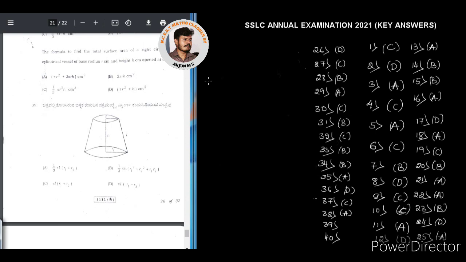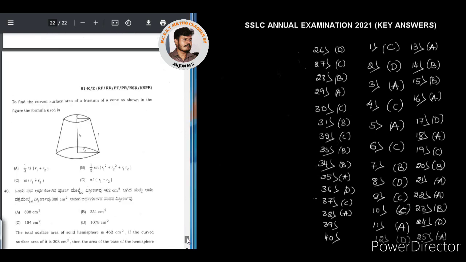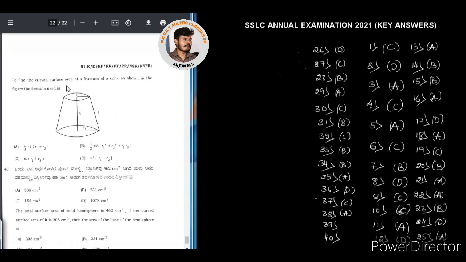Now the 39th question. In this question, to find the curved surface area of a frustum of a cone as shown in the figure, which formula is used? The formula for the curved surface area of a frustum is pi L of R1 plus R2, or pi of R1 plus R2 into L. They have given it as pi L into R1 plus R2. That is also correct. So option C is the right answer for the 39th question.